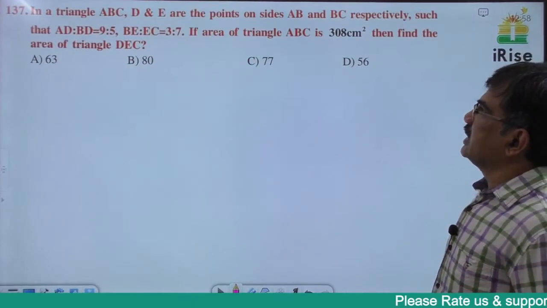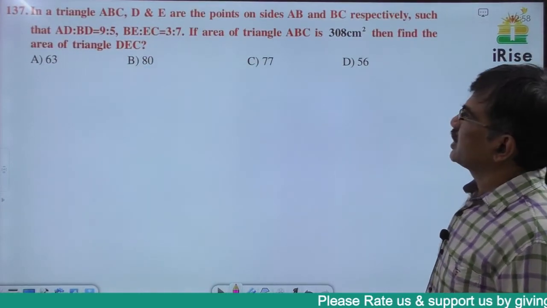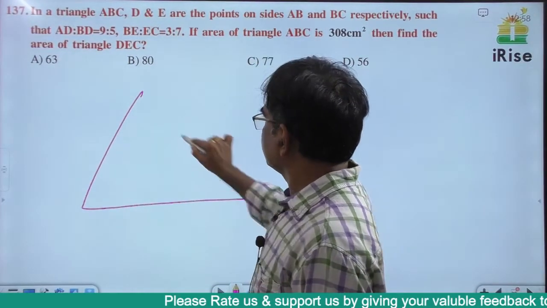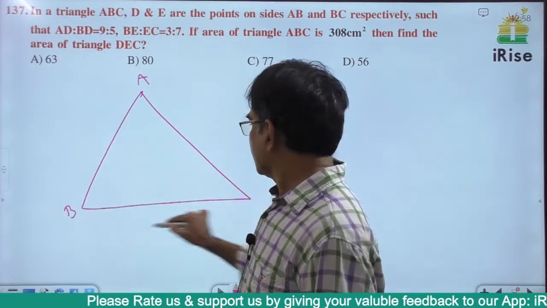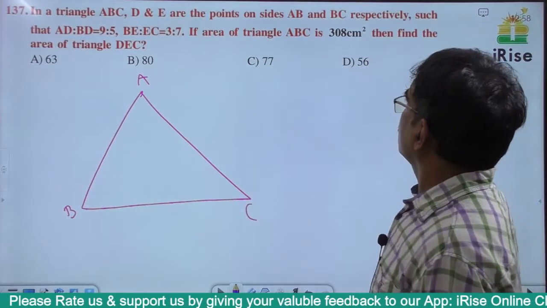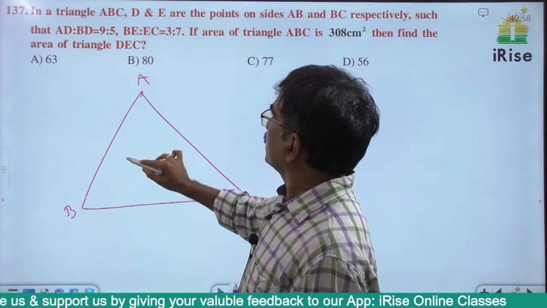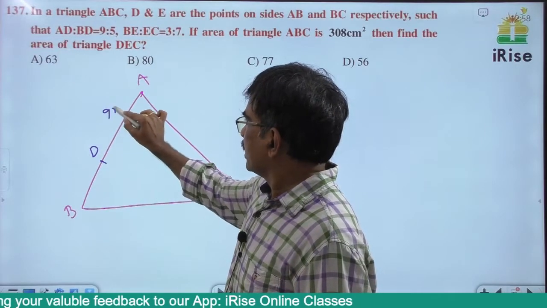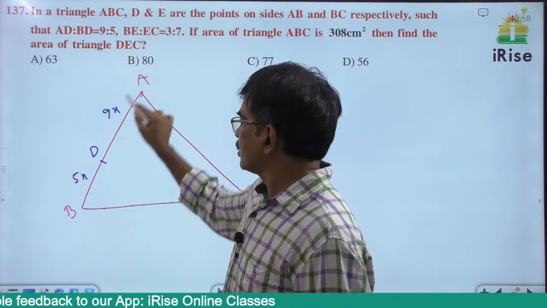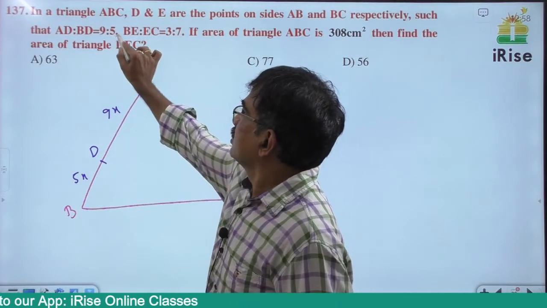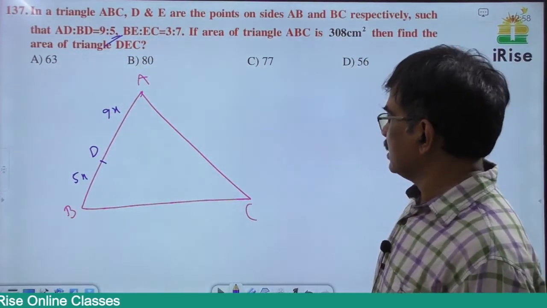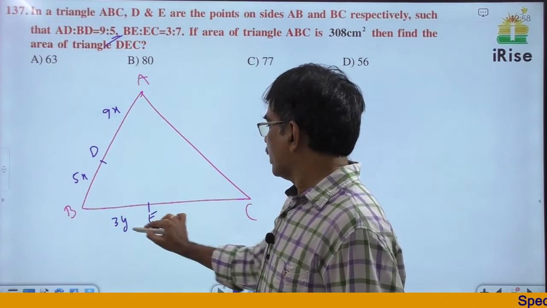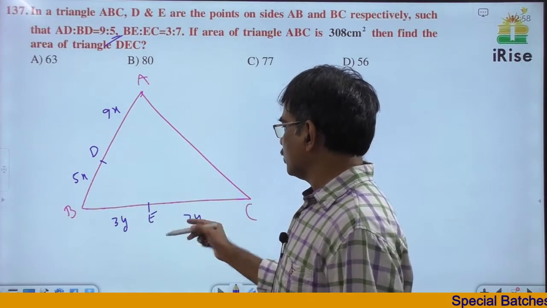In a triangle ABC, D, E are points on the sides AB, BC respectively. This is triangle ABC. Here D is a point on AB. AD is to BD, 9 is to 5. I want to consider this as 9x and 5x because AD is to DB is 9 is to 5. BE is to EC is 3 is to 7. I want to consider this as 3y and 7y, BE is to EC.